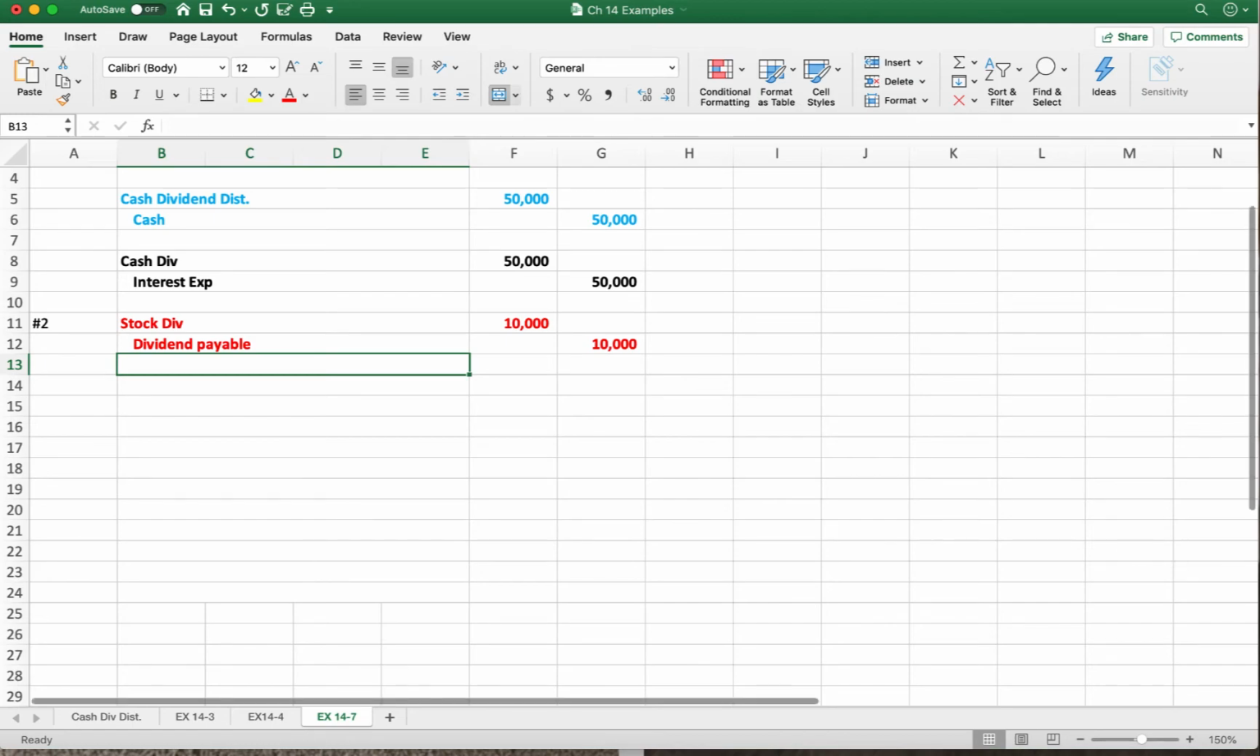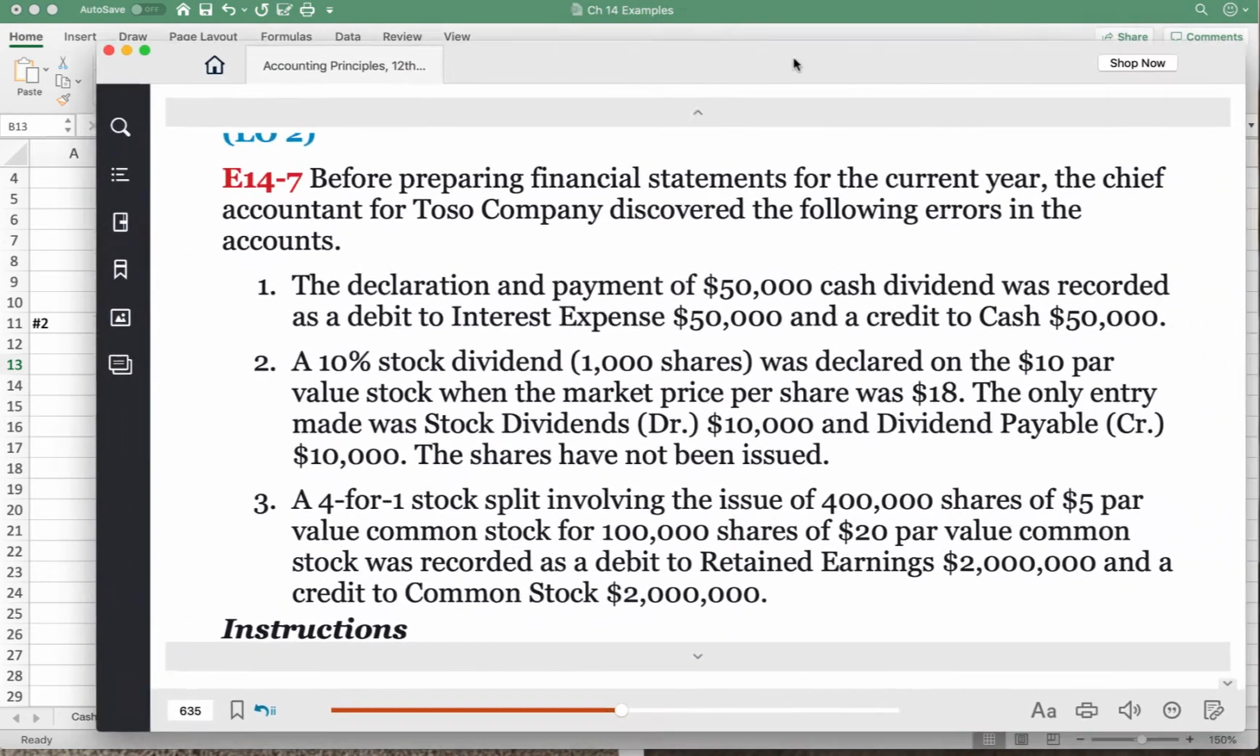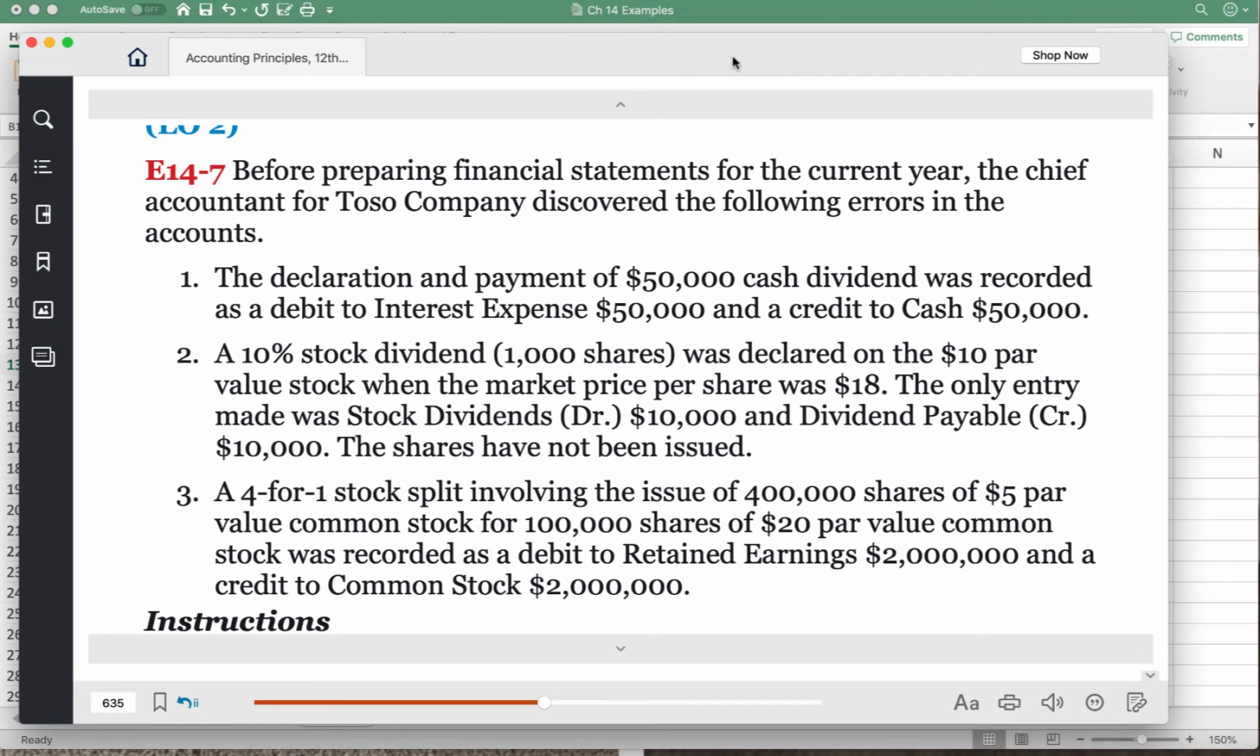Well, to figure that out, we need to look at the problem, right? A 10% stock dividend. Is that a small dividend or a large dividend? Well, remember, our threshold's at 25%. Anything under 25% should be a small stock dividend. So it's a small stock dividend. Good. Now we need to think back. What value should we use?